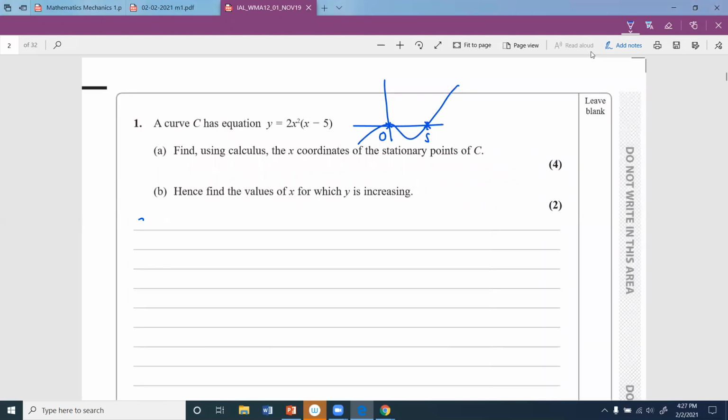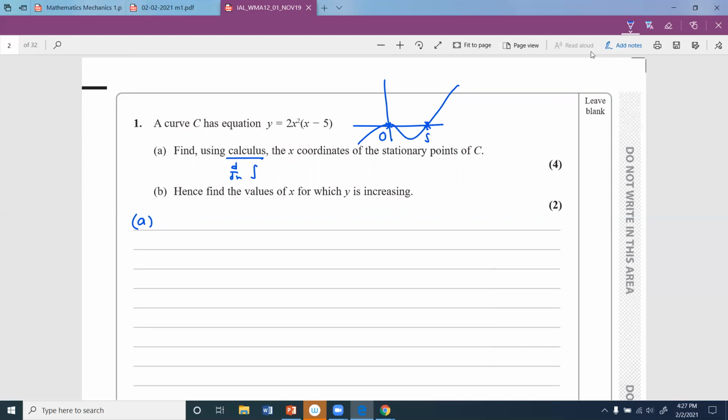Part A. Then they mention using calculus. What do we call calculus? Calculus is differentiation and integration, both combined. Sometimes you might need differentiation for certain questions, sometimes you might need integration. The x coordinate is the stationary point of C.